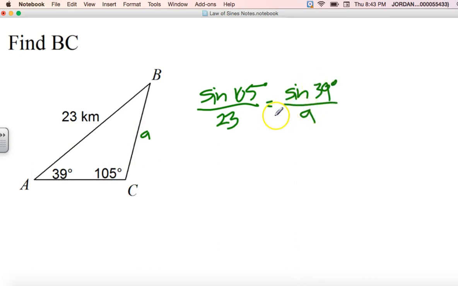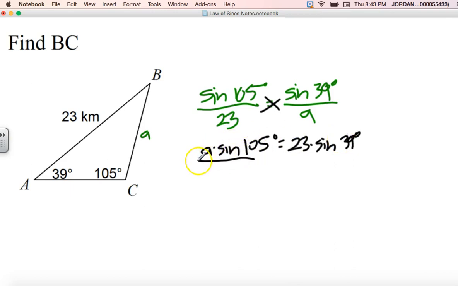Okay, and again we cross multiply. So we've got little a times sine of 105 equals 23 times the sine of 39 degrees. Okay, so then to get a by itself, we just need to divide by the sine of 105 degrees. We're going to treat this like one whole thing, sine of 105 degrees. It's going to be one number, which is a little strange, I know. So we divide both sides by sine of 105, those cancel, and it leaves a.